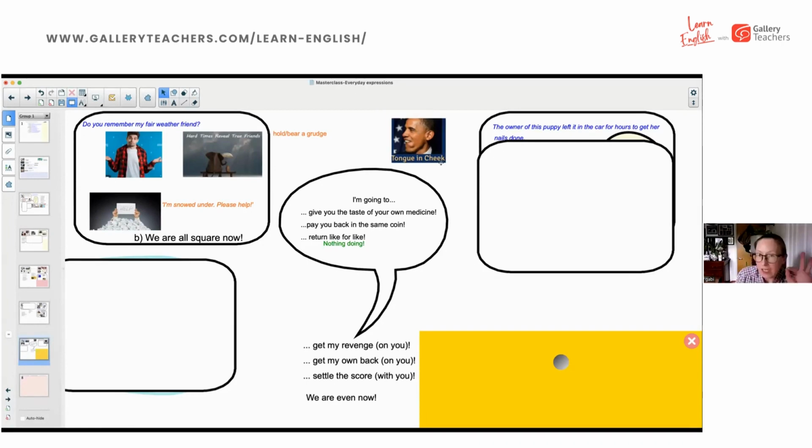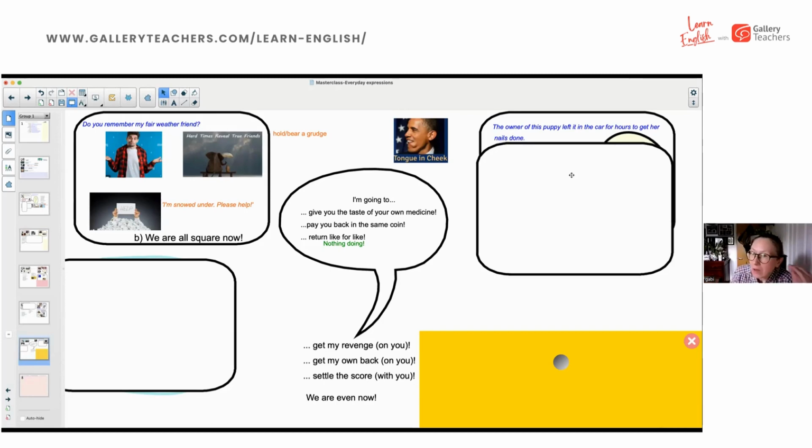So tongue in cheek, do you remember what it meant? It meant not quite serious, humorous. So the next example is humorous. Don't get offended. It's tongue in cheek, but it's just to show you this expression, we are all square now, and how it's used.